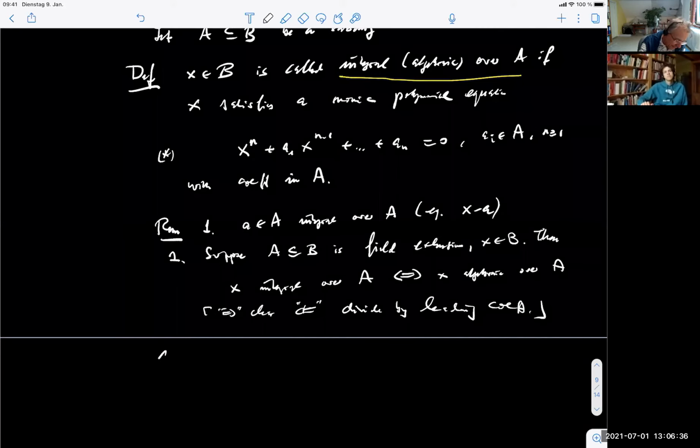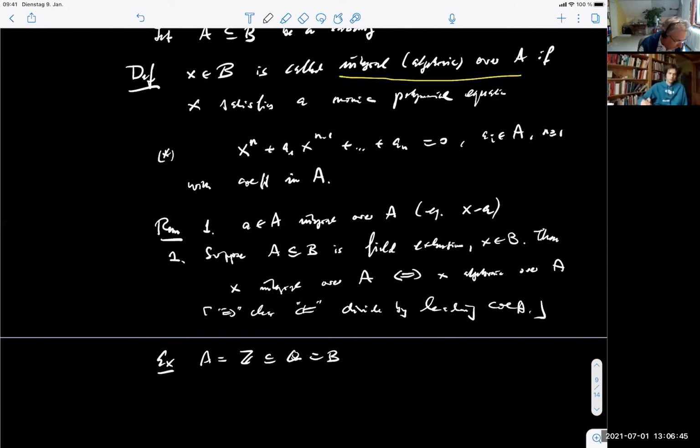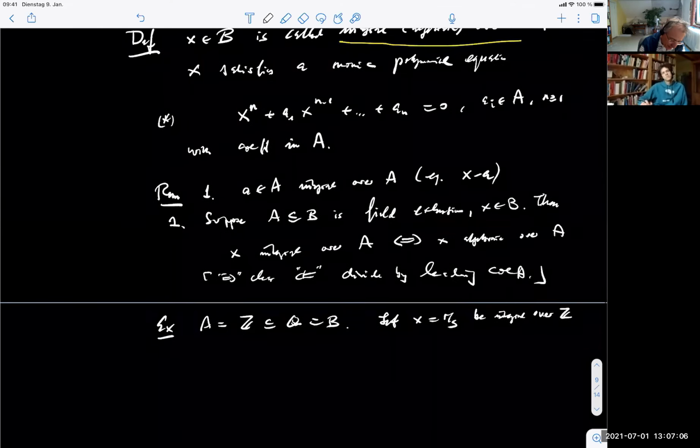Examples? Let's do some examples. So let's say A is the integers, B is the rationals. Okay, let's check. Let's take a fraction, x is r over s. It's a fraction. So when is this integral over the integers? Okay, integral. Let's see, what are the options?